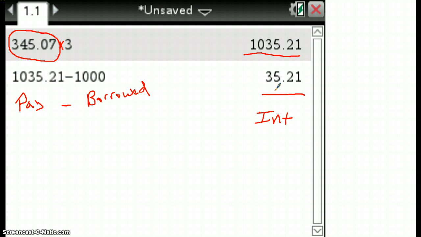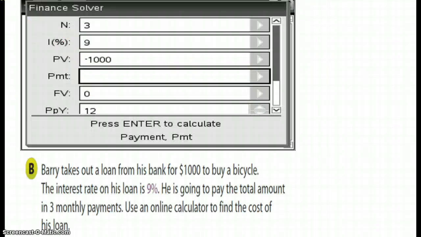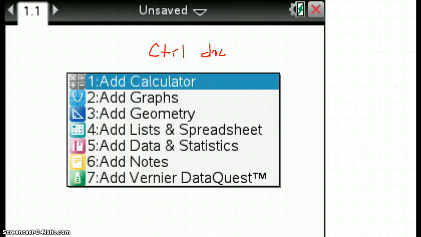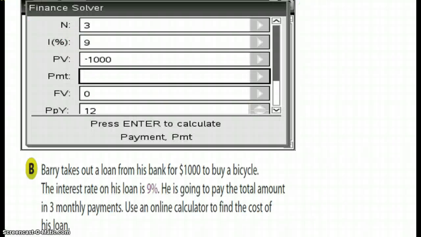Okay, so hopefully I may have a chance to look at another example. Let's see, do we have a bit of a chance? Yeah, I think we do. So let's go ahead and take a look at Barry's right quick. Barry took out a loan for a bicycle, which was $1,000, but his interest rate was 9%. If we go back and look at 21% and compare it to 9%, we should know that Barry's going to spend less money for his loan.